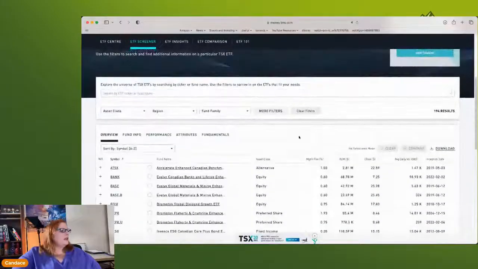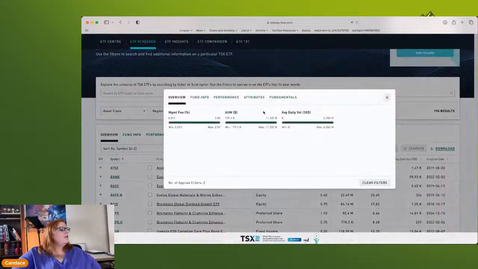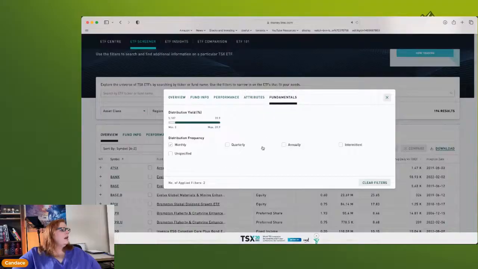So we can actually come up here and put in some filters. So let's put a filter in. We're going to go to the fundamentals. And all right, so we can put in, for example, monthly.